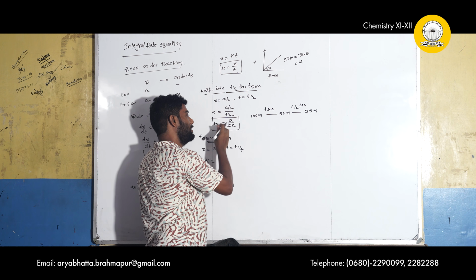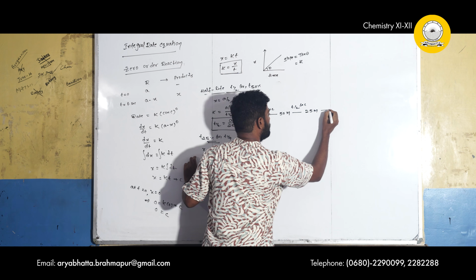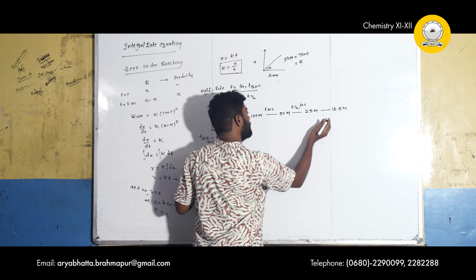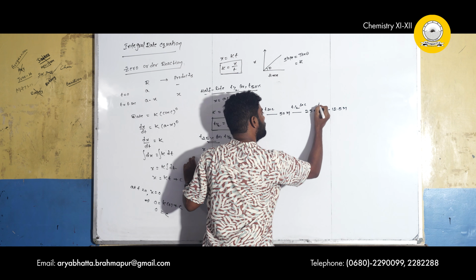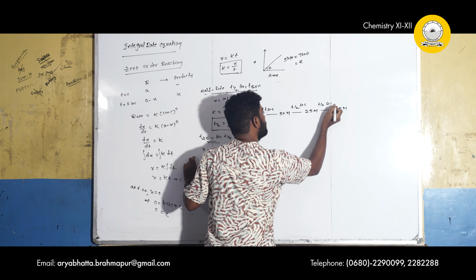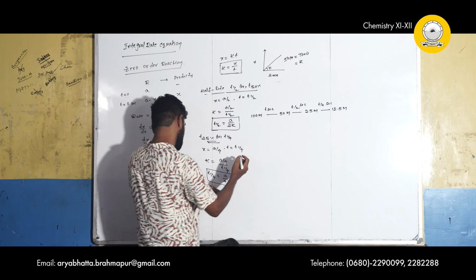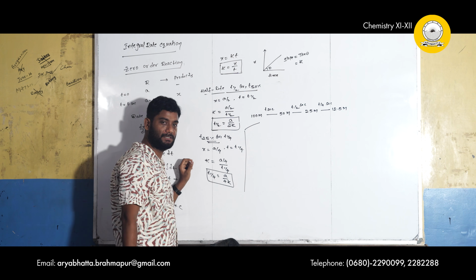Half-life is proportional to concentration. Suppose 25 to 12.5, how much time takes? Again you get concentration half, so half-life is again half. So what happens? T by 4, like this. This is the zero order half-life logic.